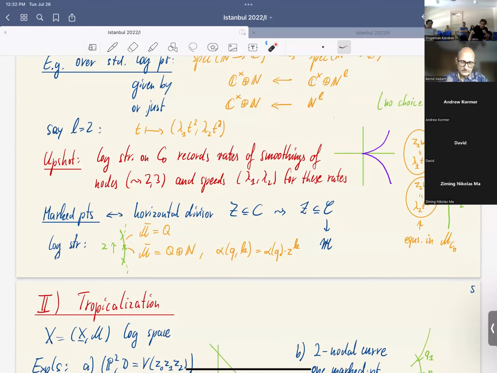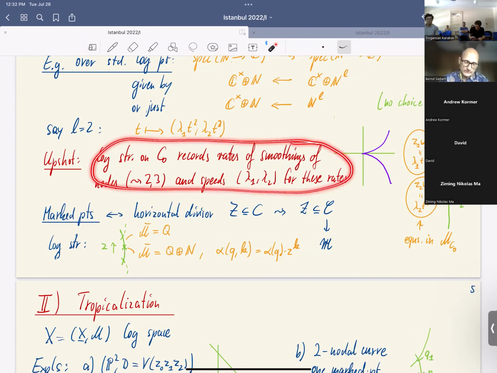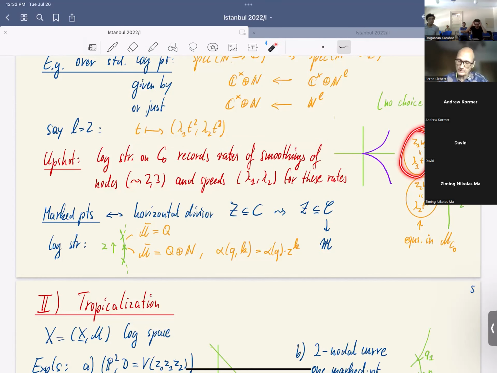The upshot of this discussion is that the log structure on, say, a nodal curve records the rates of smoothing of the nodes and the speeds. You know, we had these equations here.